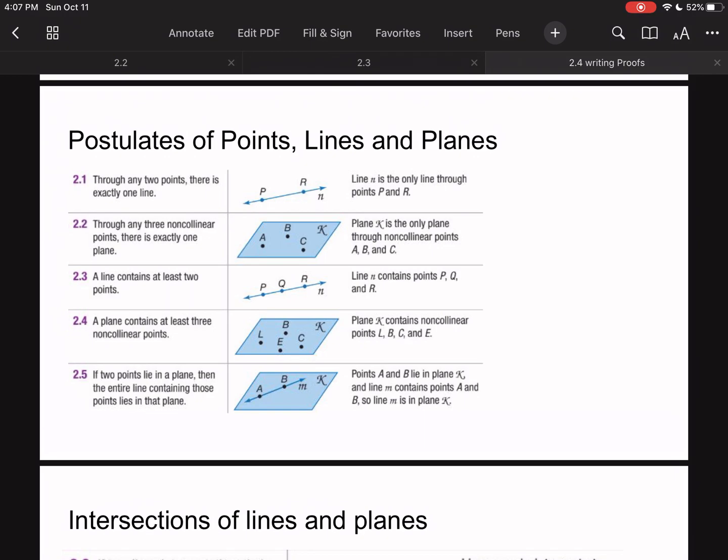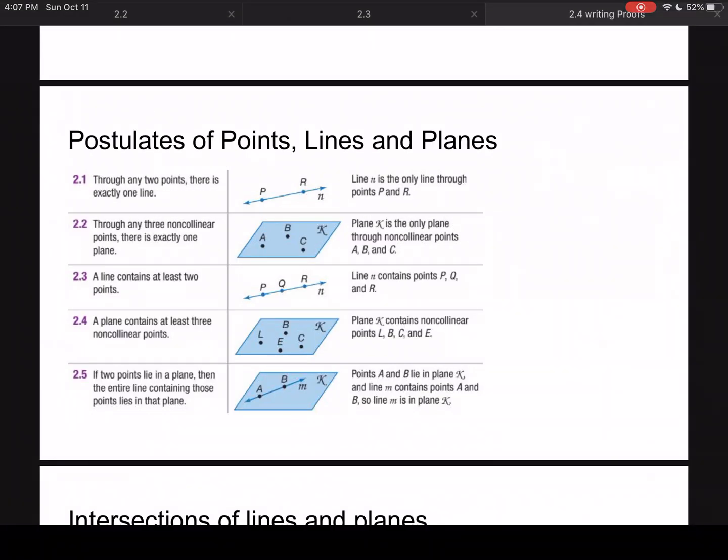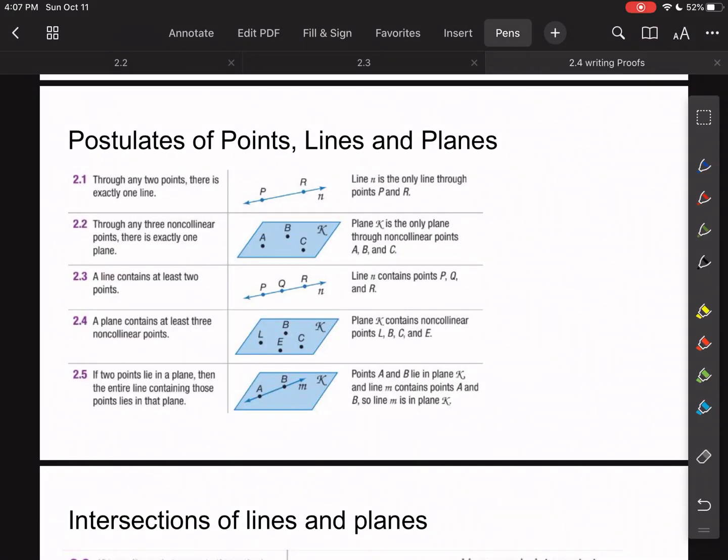2.2 states through any 3 non-collinear, keyword there, non-collinear points, there's exactly one plane, okay? If they were collinear, it'd just be a line. 2.3 states a line contains at least 2 points, okay? So a little bit different than 2.1. 2.3 is saying a line has at least 2 points that makes it up. If there's only 1 point, that's just a point.